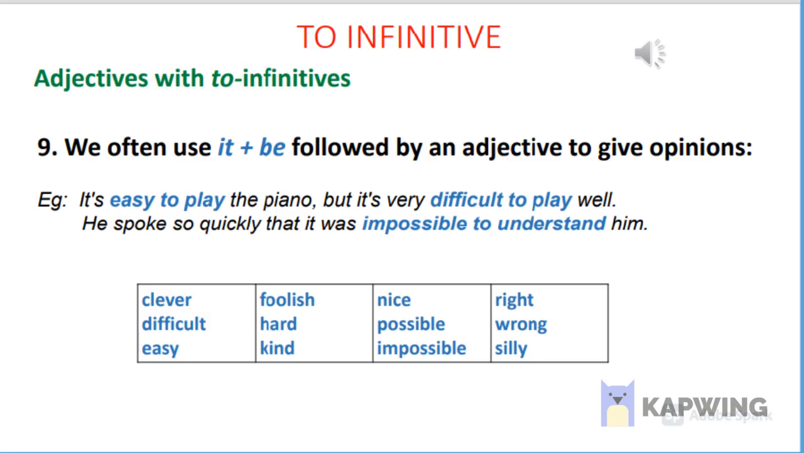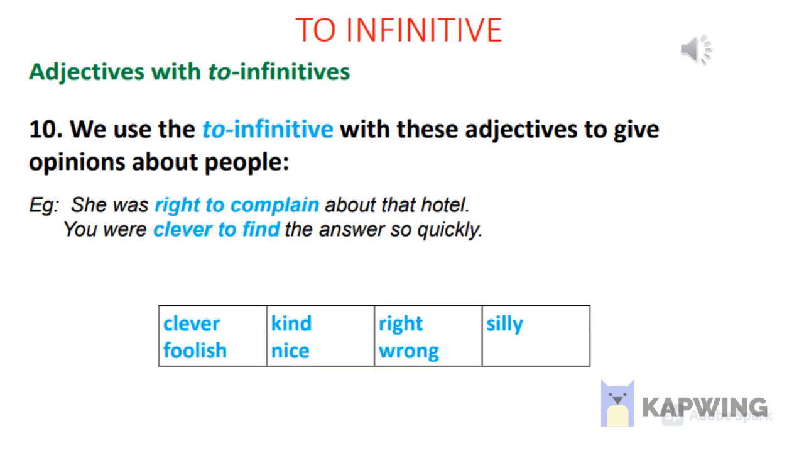With these adjectives we can give opinions about people. For example, she was right to complain about that hotel. We use the preposition for to show who these adjectives refer to. For example, it was difficult for us to hear what she was saying. With the other adjectives, we use the preposition of.